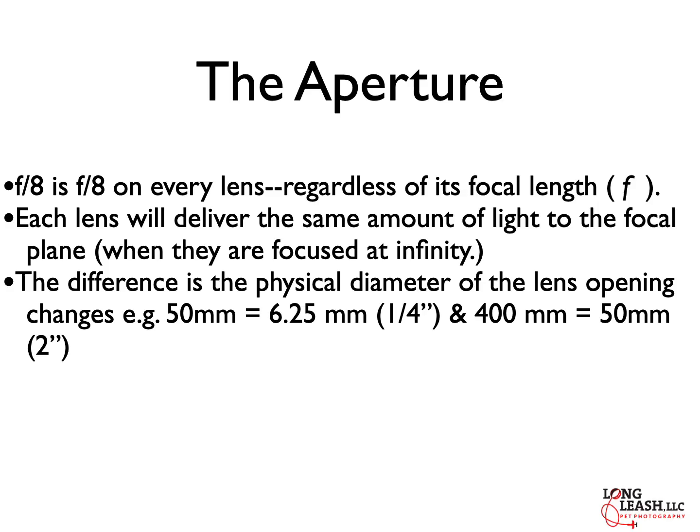This is really important because that means f8 is f8 on every lens regardless of its focal length. So if you're using a 24 millimeter lens at f8, the same amount of light reaches the focal plane as a 200 millimeter lens at f8.